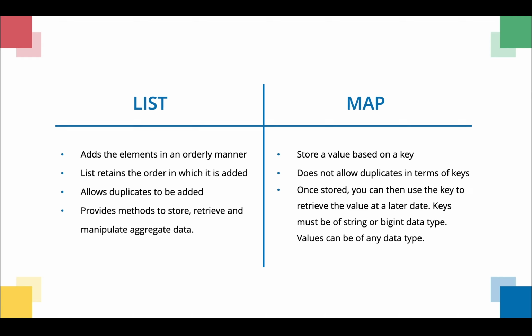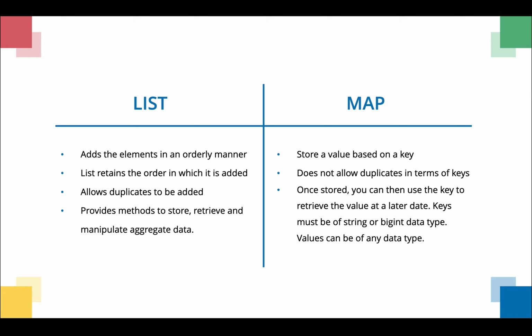Map allows you to store it based on a key and value basis. You have the key, which is the icons, and then you have the value, which is the name of the feature, and you kind of map them together. Make sense? You're not allowed to have duplicates in terms of keys, which means you can't have the same icon for two different features. That's fair. That'll be confusing.